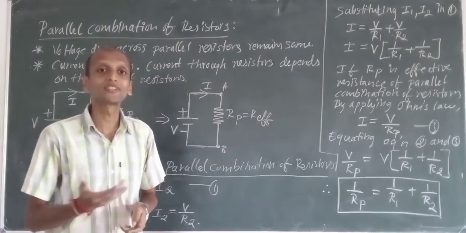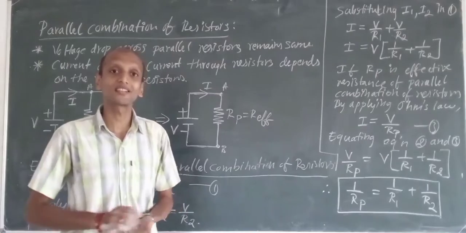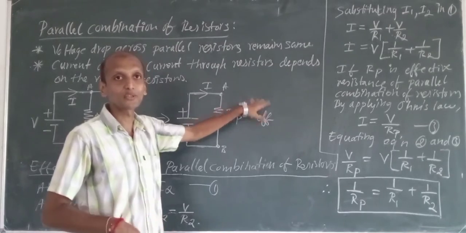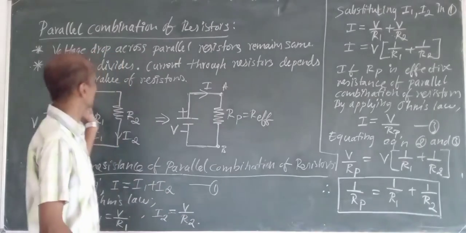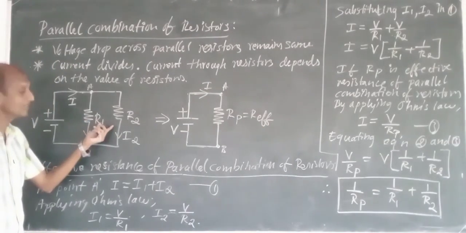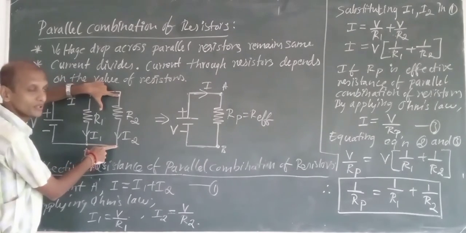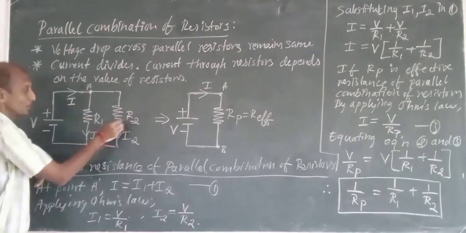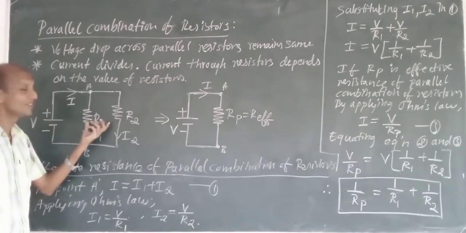When we have two resistors connected in parallel, it means that both ends of one resistor are connected to both ends of the other resistor. If it is connected in such a manner, we can say the two resistors are in parallel combination. So here I have resistance R1 and resistance R2. Both the ends of this resistor are connected to both the ends of this resistor. So I can say these two resistors R1 and R2 are connected in parallel combination.